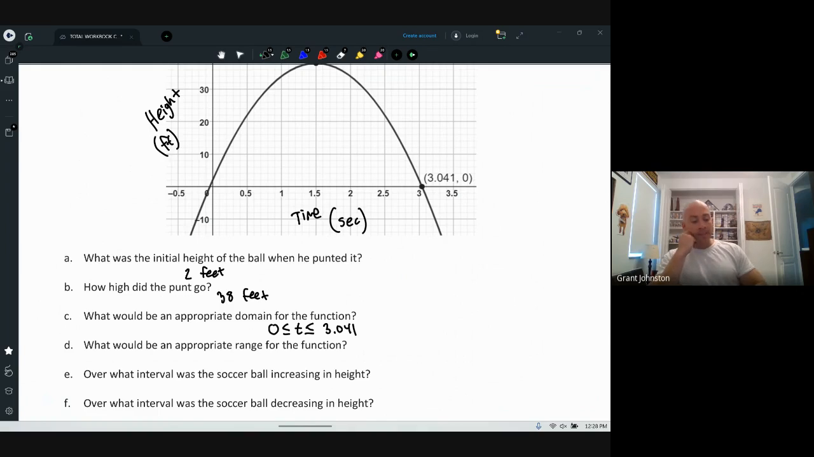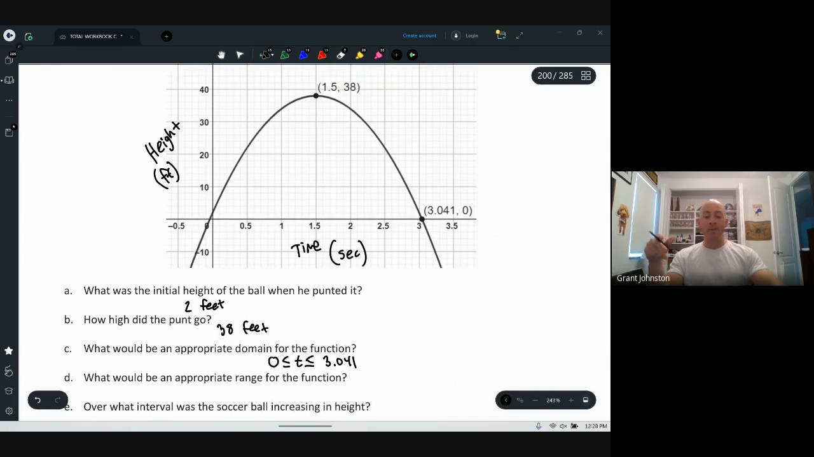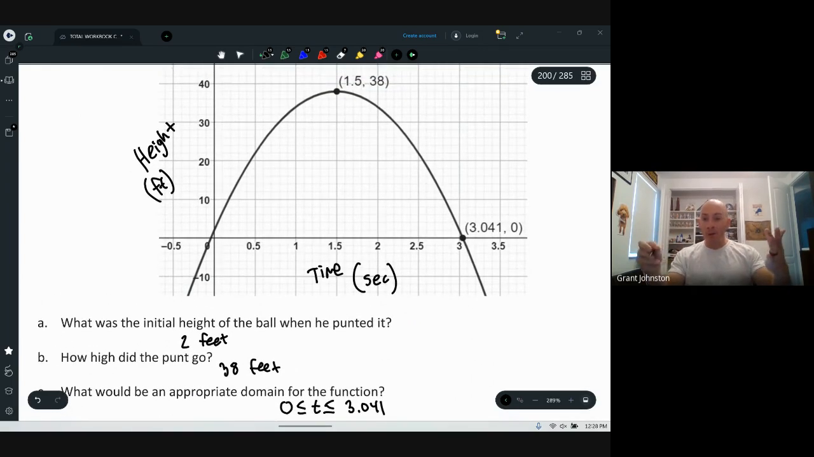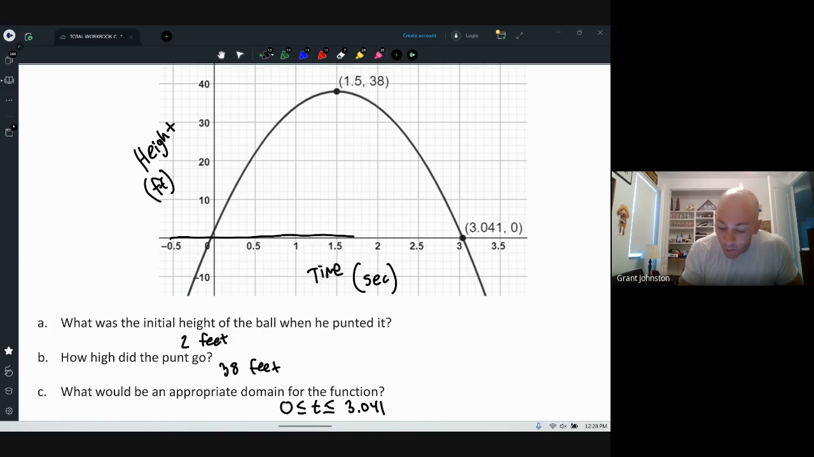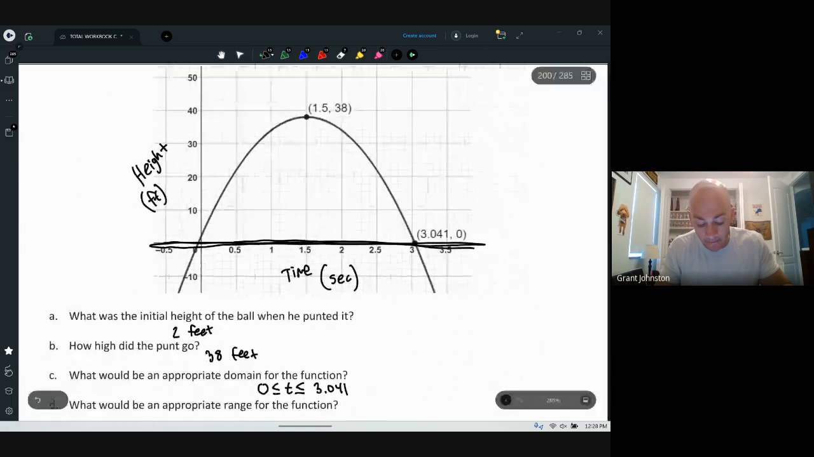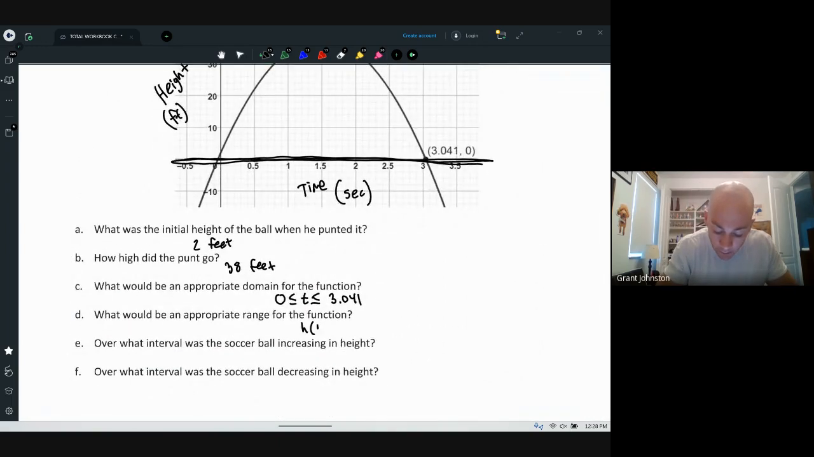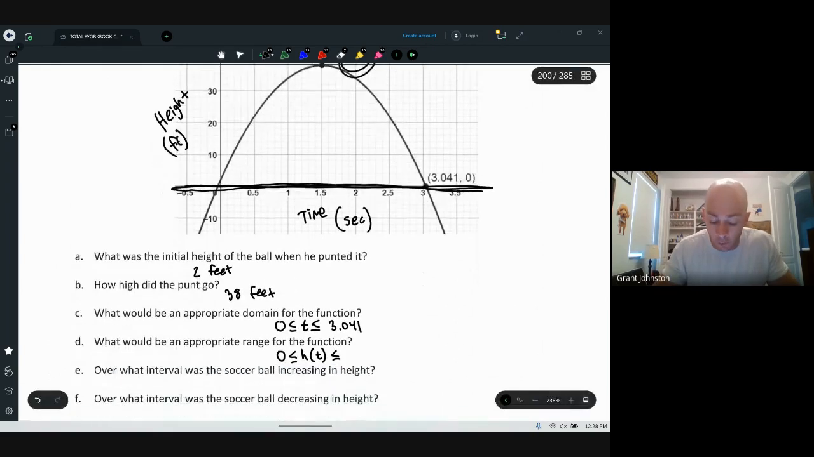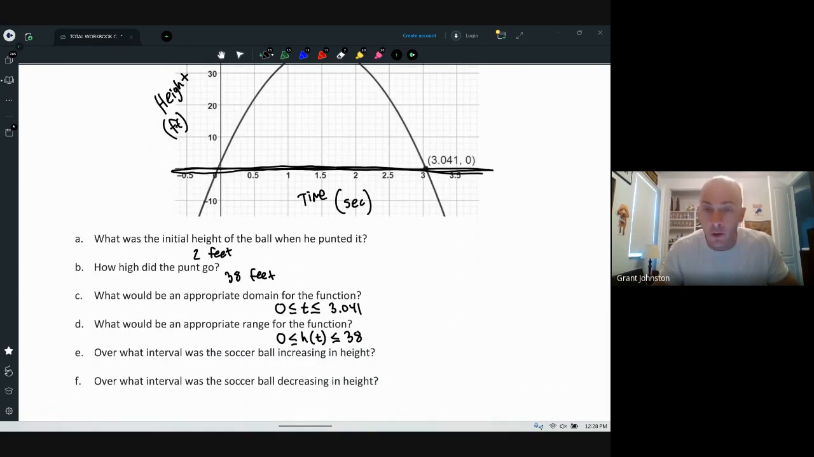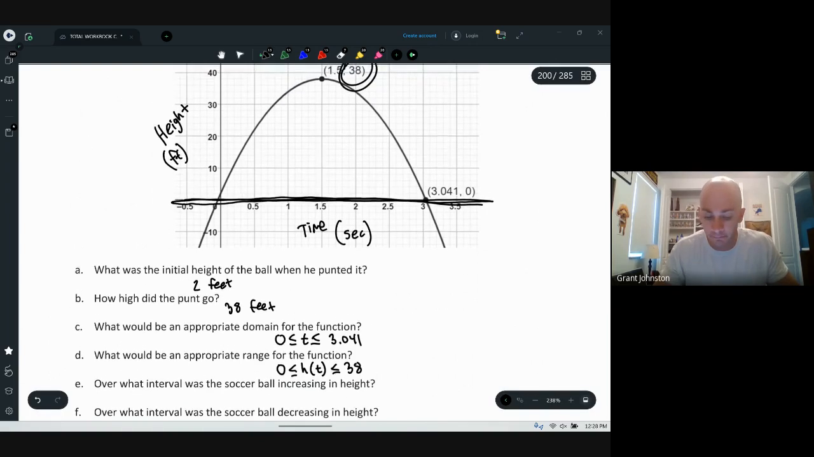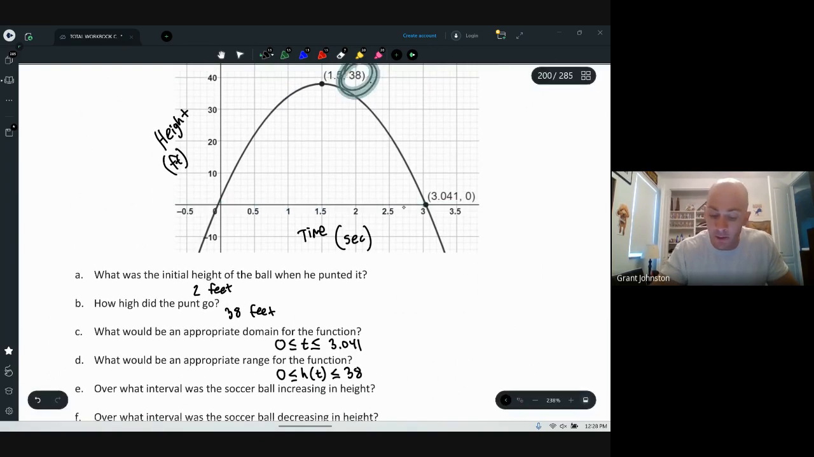Okay. So D says, what would be the appropriate range? So ranges are Y. So I'm going to go off the same concept of this ball is never going to go below the x-axis, right? Like you're never going to have a negative height. The height, h of t, has to be greater than or equal to 0. It's never going to go below, but it does reach a maximum height of 38. So the range would be between 0 and 38. So yeah, I mean, you really got to interpret some of this stuff.